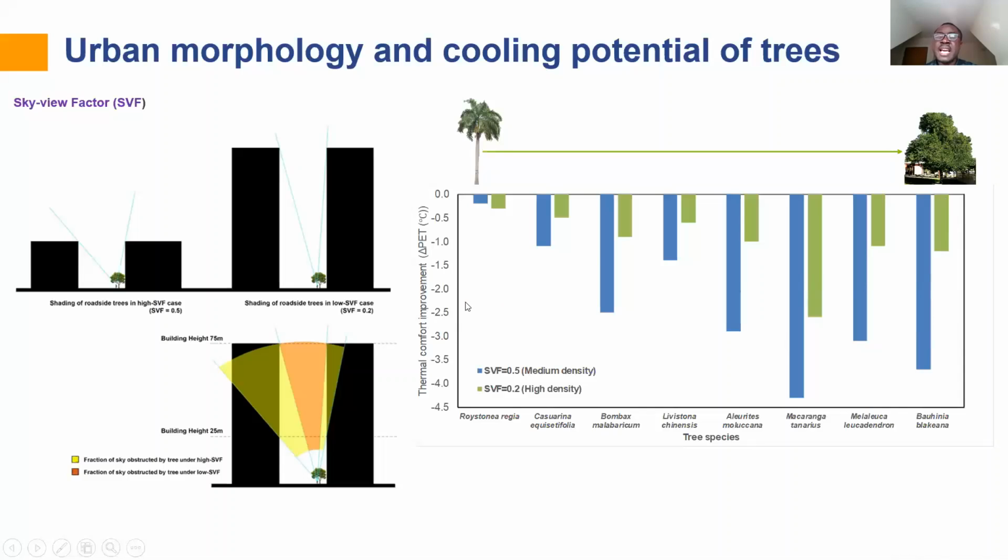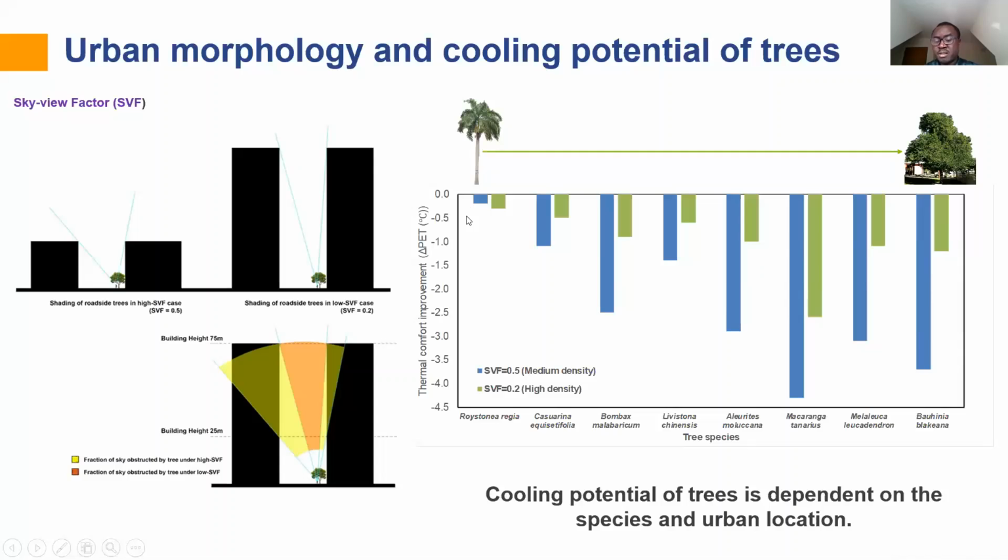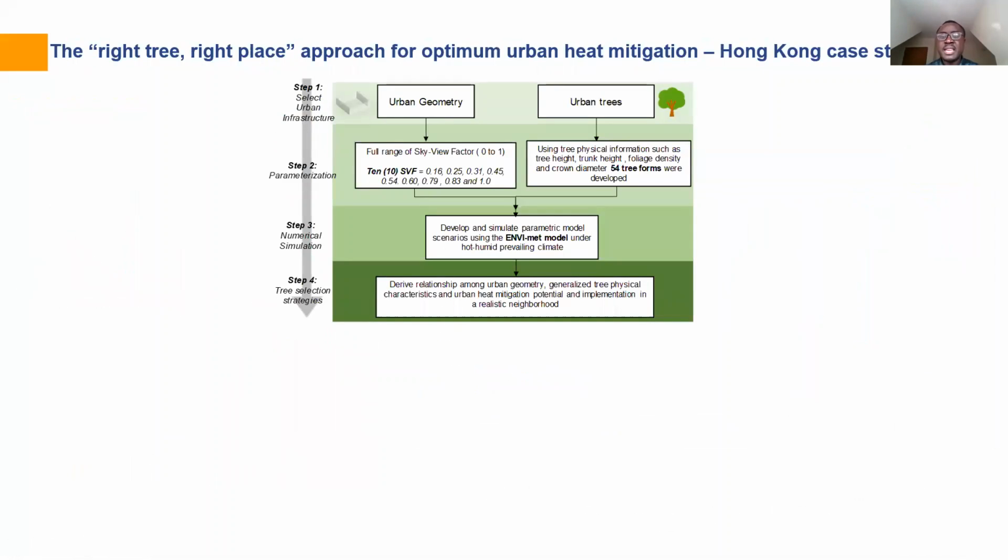Now, what this means is that trees in a high density environment have two competing shading mechanisms, the building and also the tree. In a high density environment, the building shading capacity actually outweighs that of the tree. Okay, so this is another lesson that we learned: the trees' cooling potential is dependent on the species and also the urban location. You can see variability among the tree species that were selected for this test, and also differences in terms of their location in the urban environment. This led us to the development of the right tree, right place approach for urban heat mitigation. It's a generic approach.